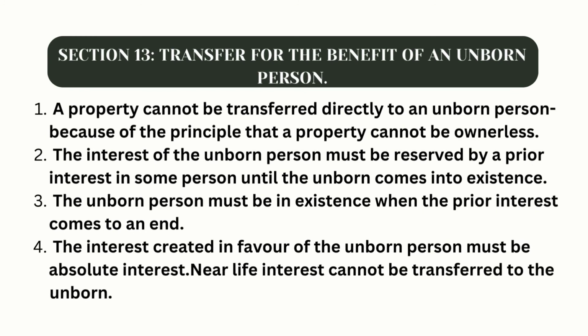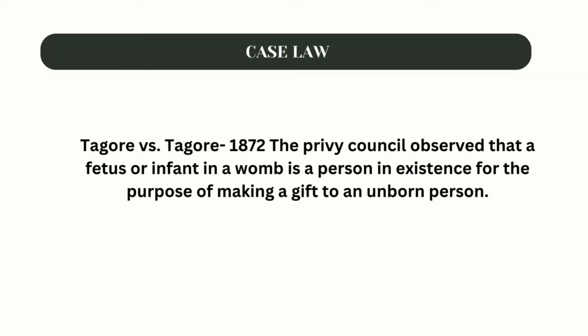Section 13, transfer for the benefit of an unborn person. A property cannot be transferred directly to an unborn person because of the principle that a property cannot be ownerless. The interest of the unborn person must be reserved by a prior interest in some person until the unborn comes into existence. The unborn person must be in existence when the prior interest comes to an end. The interest created in favor of the unborn person must be an absolute interest. A life interest cannot be transferred to the unborn. In this regard, there is one famous case, Tagore versus Tagore, 1872.